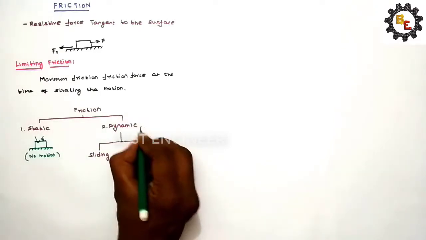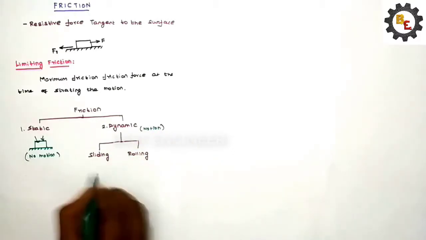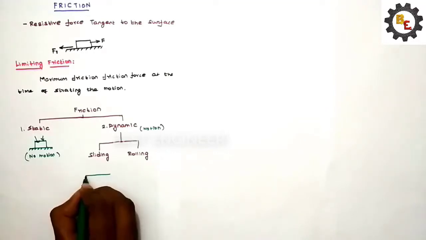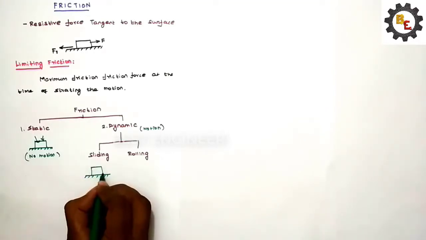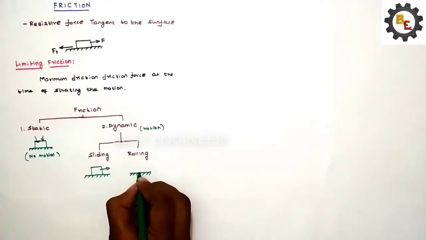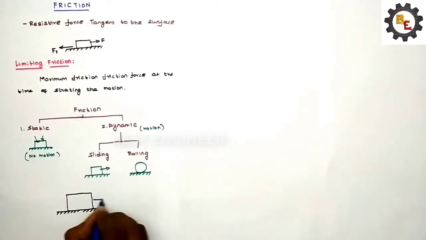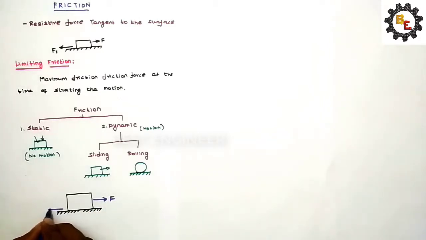When the force is acting on this body and there is a motion, that is called dynamic friction. Sliding friction is when the object slides over the surface. This one is the surface, this object slides over this surface. This is called sliding friction. When the object rolls over the surface, that is called rolling friction. This one is the object, it is kept on the surface. This object is moving in this direction due to this force. The friction force will be applied against the motion.